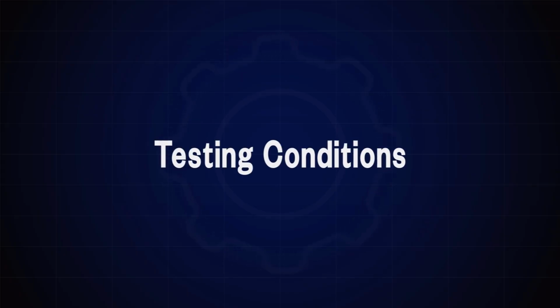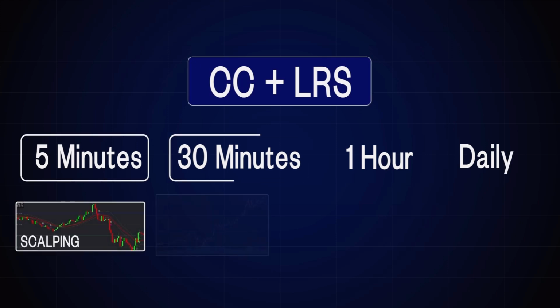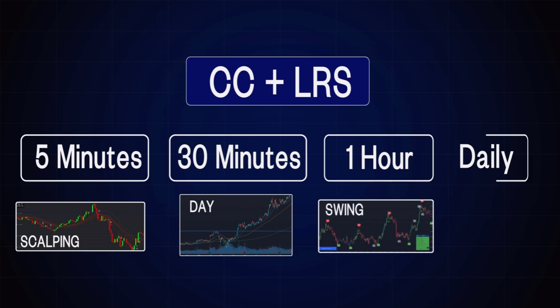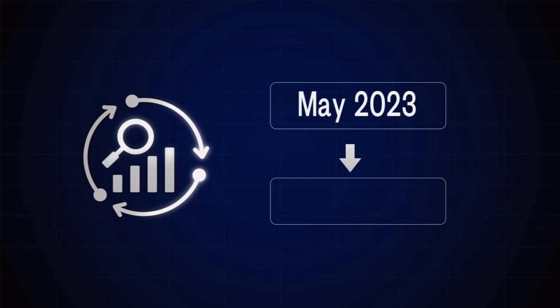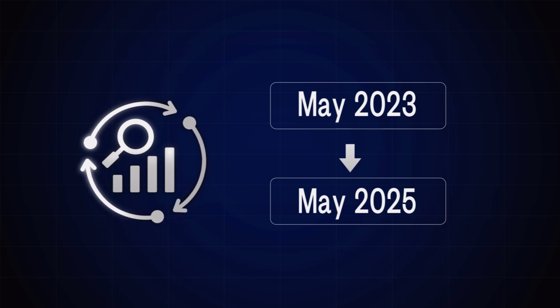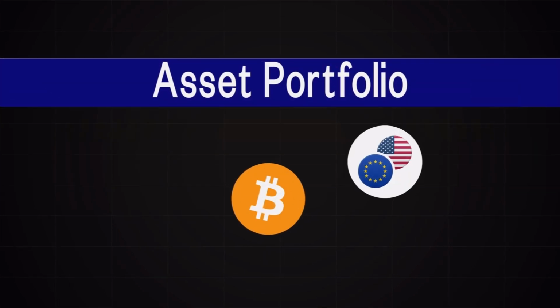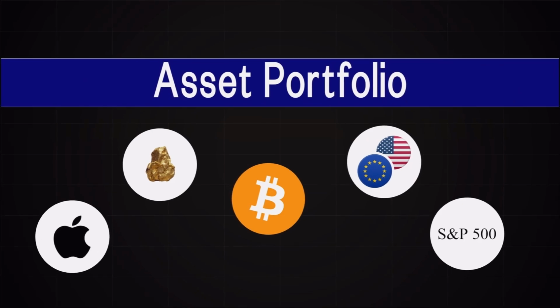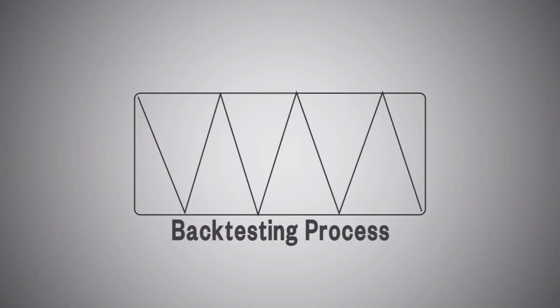Finally, as for the testing conditions, we'll backtest the indicator on 4 different time frames: on the 5 minute for scalping, 30 minutes for day trading, 1 hour for swing trading, and daily time frame for position trading, using data from May 2023 until May 2025 across a diverse asset portfolio, including Bitcoin, the Euro USD, gold, the S&P 500 index, and the Apple stock. And now, with everything set, let's dive into the backtesting process.